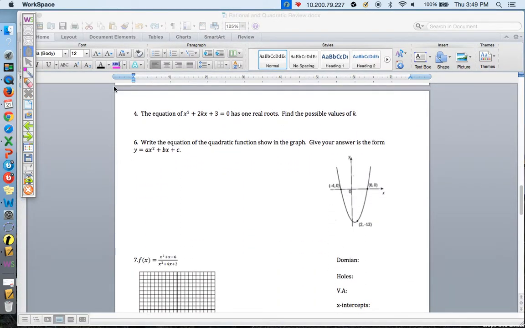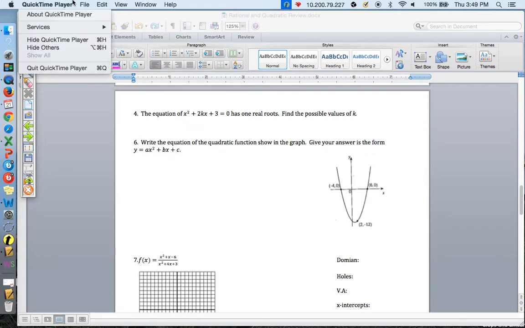So let's take a look at this next page here. The equation, let's quick make sure this is still recording. I think it's still recording.